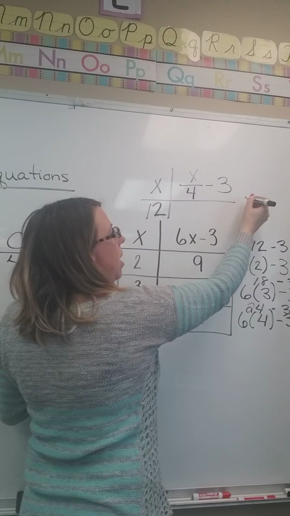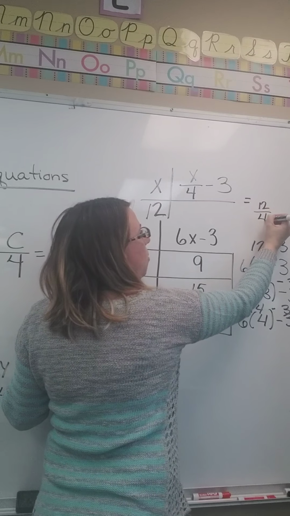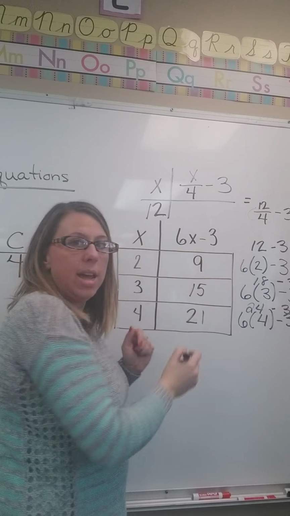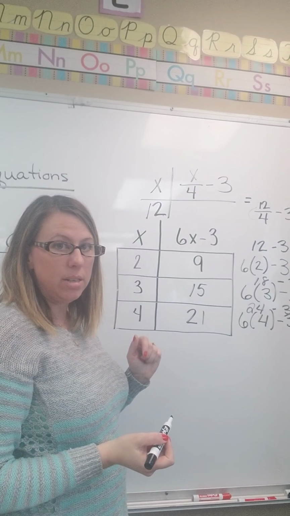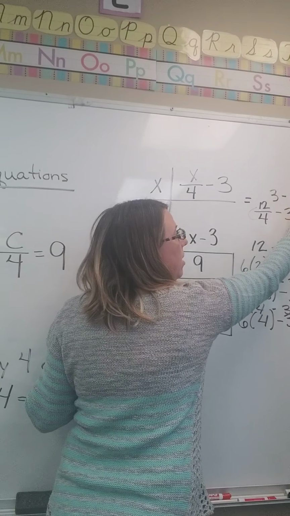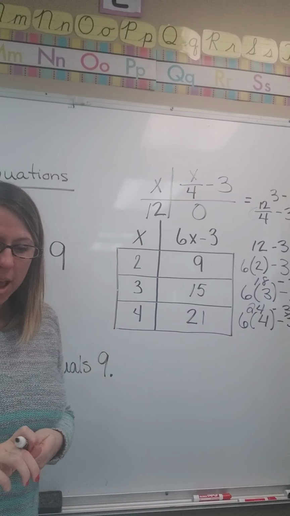So for the problem to solve it, you're going to put 12 on the top, 4 minus 3. This tells us we're going to divide 4 into 12. What is 4 into 12? 3, minus 3 is 0. So the answer is going to be 0 for there. And you're going to change the x each time.